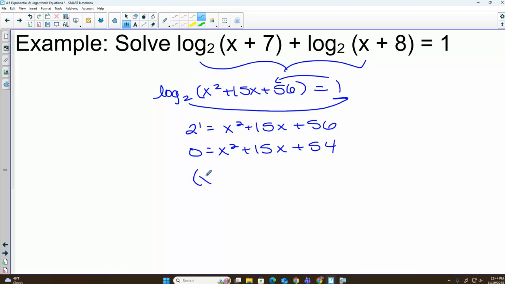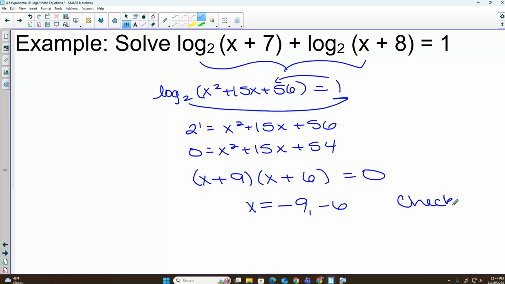What multiplies to 54 and adds to 15? Set those to 0, we get -9 and -6. We always have to check. All you have to verify is that they're positive. If you put in a -9, that is not positive. If I put in -6, -6 plus 7 is positive, -6 plus 8 is positive. So -6 works.